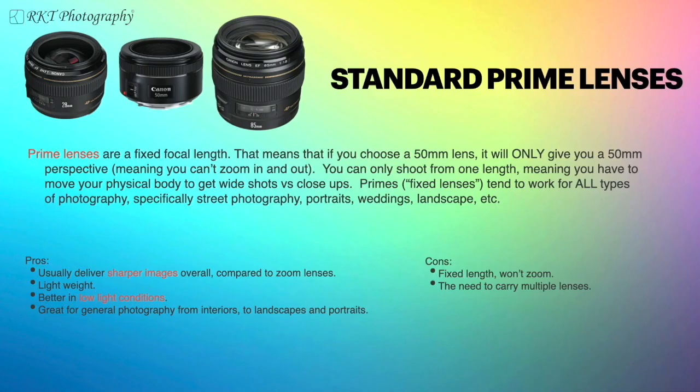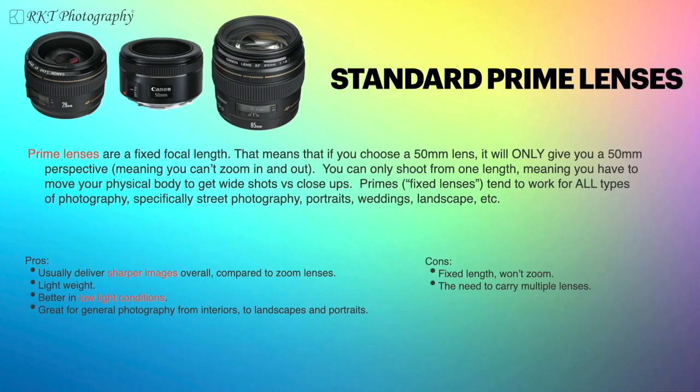First, let's talk about standard prime lens. Prime lenses are for fixed focal length. This means that if you choose a focal length of 50 mm, it will only give you a 50 mm perspective. It means that you can't zoom in or zoom out. You can only shoot from a single focal length. It means that you have to physically move forward and move backward to get a wide shot or a close-up shot. Prime lenses are fixed lens and it works in all types of photography.